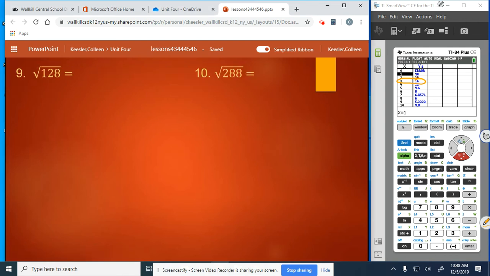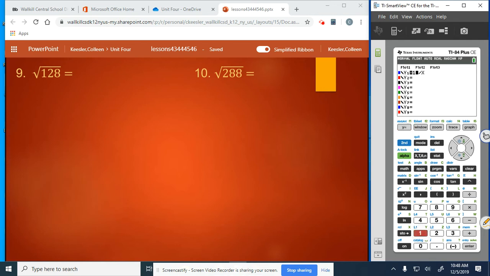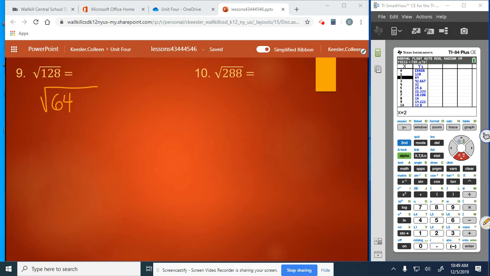Okay, so for number 9, now we have a larger number. So again, we go into our calculator, square root, change whatever number you have in there to 128 divided by x. We get a list of factors. So 1 and 128, neither of which are perfect squares, but then 2 and 64. And right away, we should recognize 64 as being a perfect square factor. So we write square root 64 times 2. 64 is our perfect square. Take its square root, we get 8 square root 2. Simplified answer.